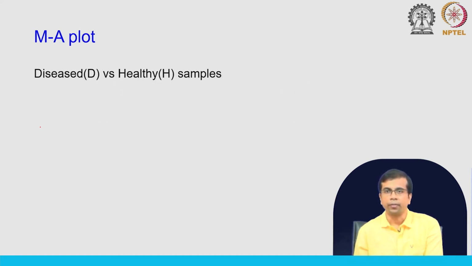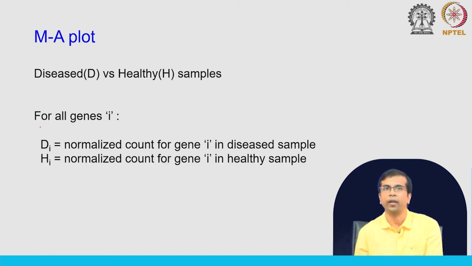Now into the technical details of how we actually generate this plot. Imagine this scenario again, diseased versus healthy samples. For all genes i, we can say Di is the normalized count for gene i in the diseased sample, and Hi is the normalized count for gene i in the healthy sample, and we calculate these two parameters, M and A, for each gene.